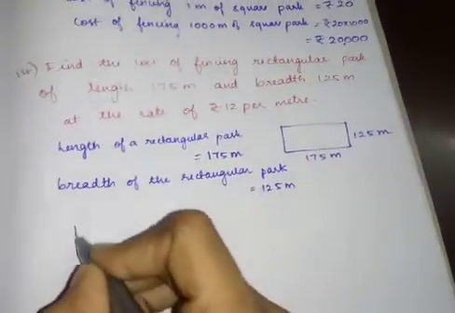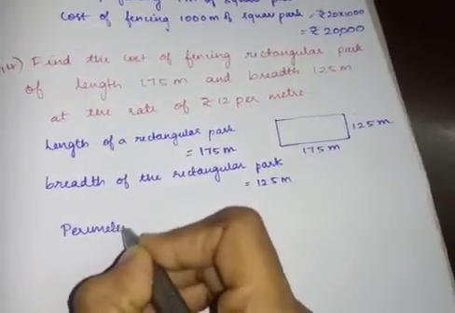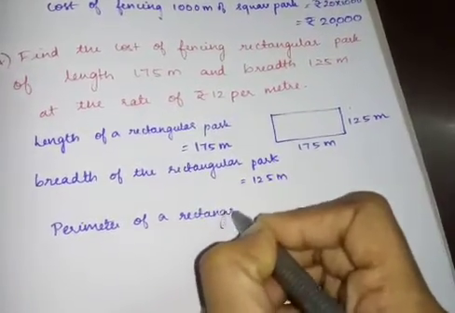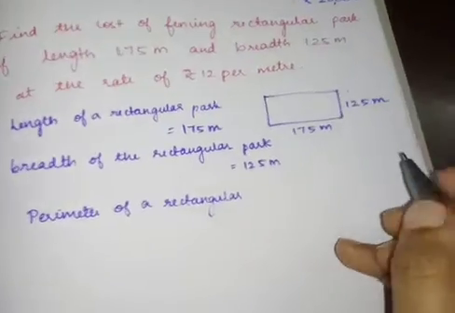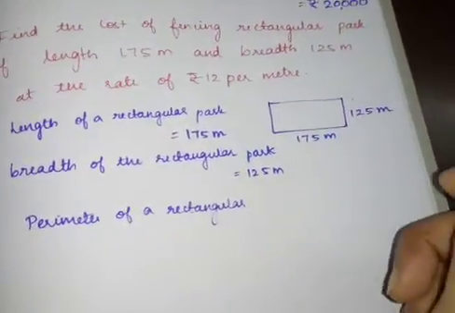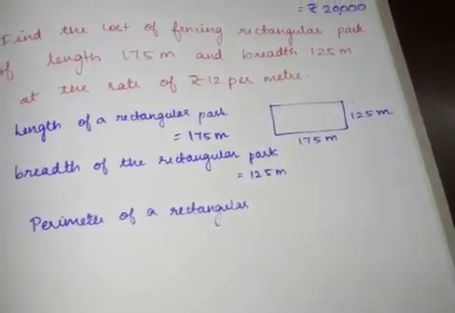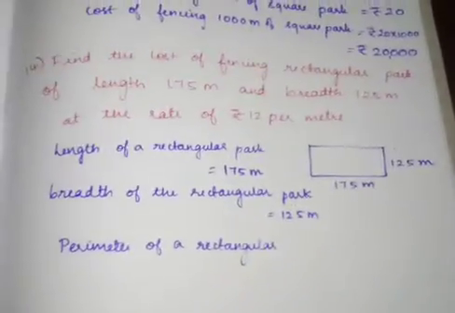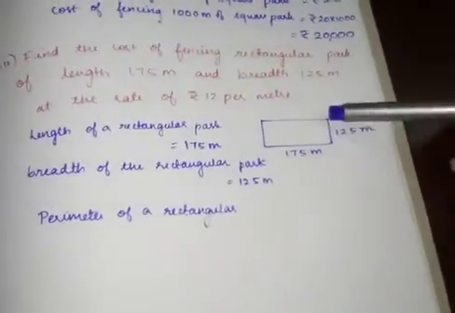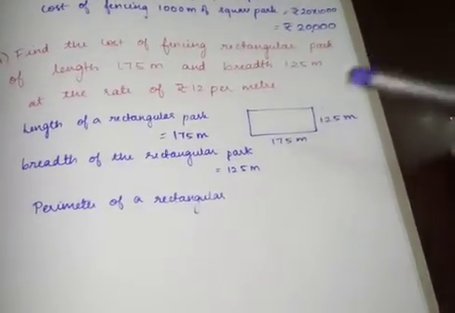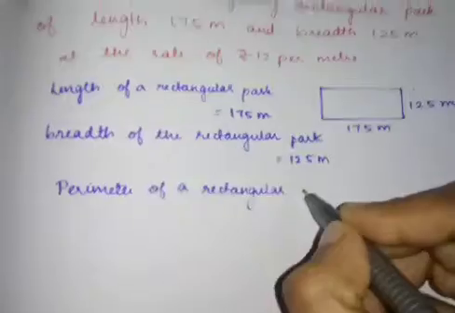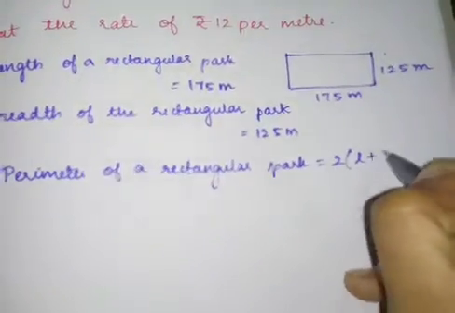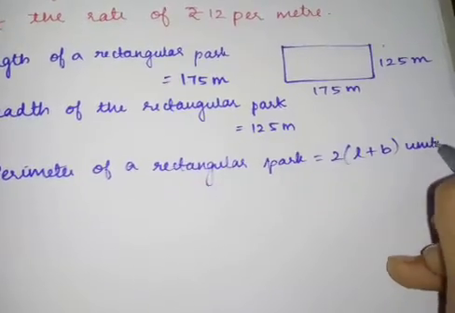So now we are supposed to find the perimeter of the rectangular park. Why are we finding the perimeter, children? Because perimeter is nothing but this fencing, meaning. Okay, when we talk about the fencing, we are dealing with the borders, right? So borders simply means the perimeter. The perimeter of a rectangular park is nothing but 2 into L plus B units, correct?